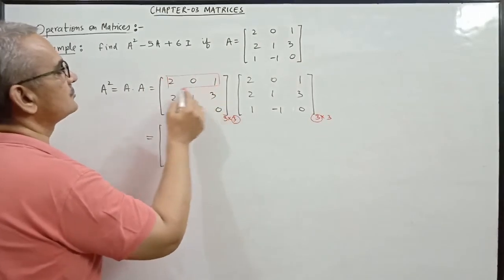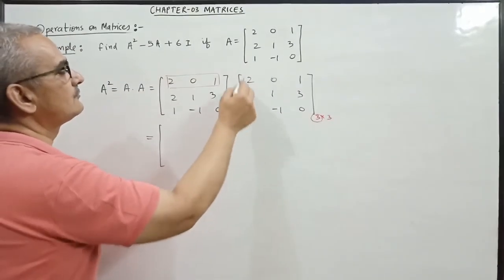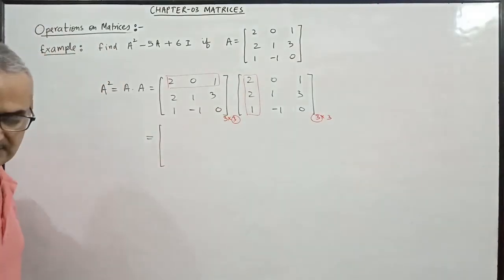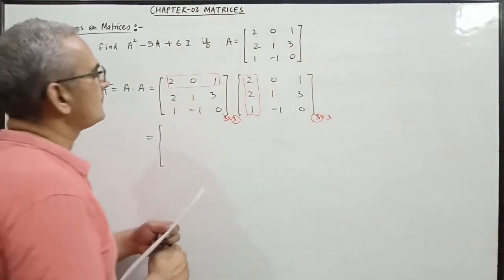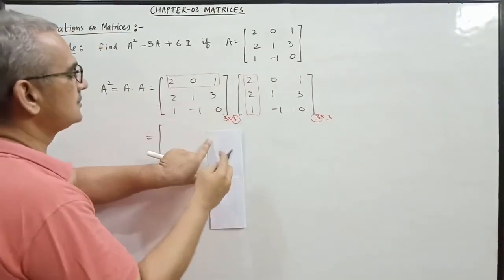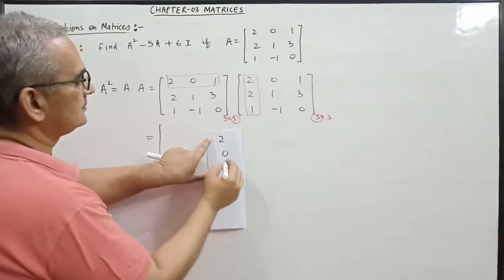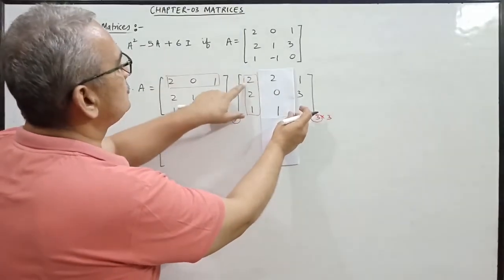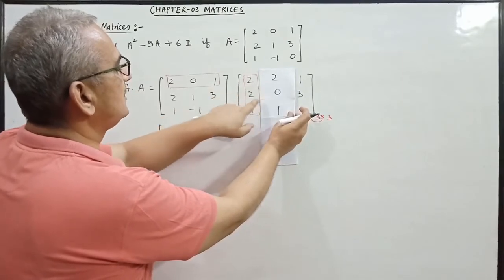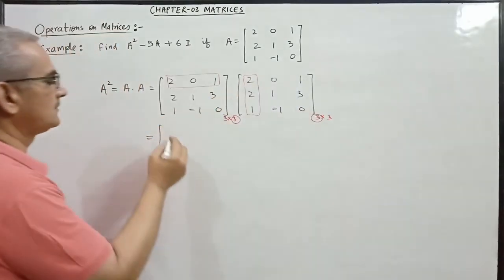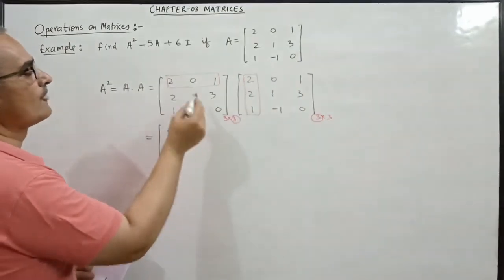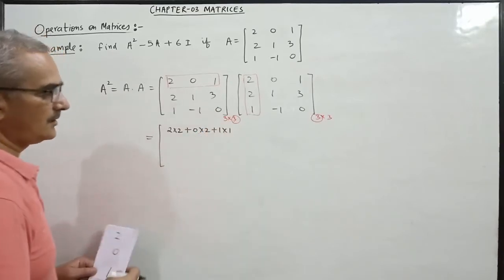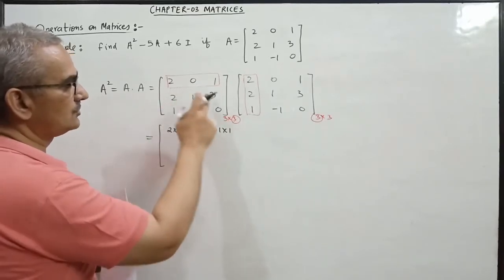You have to take the first row, and this first row is multiplied by the first column. If you have a problem with this, you can write the first row on one sheet of paper in this way: 2 0 1. Then multiply this first row by the first column: 2 multiplied by 2, 0 multiplied by 2, 1 multiplied by 1. So we get 2 multiplied by 2, plus 0 multiplied by 2, plus 1 multiplied by 1.